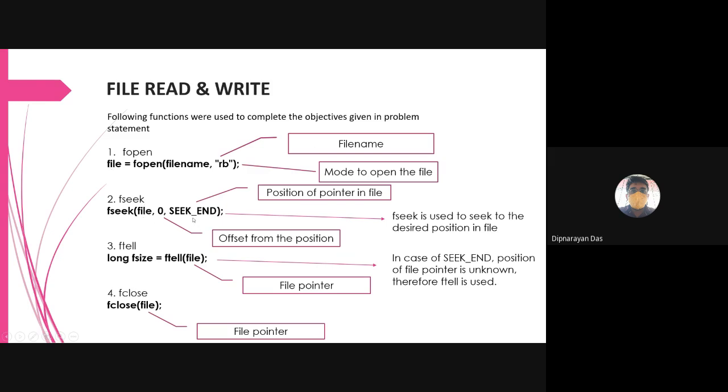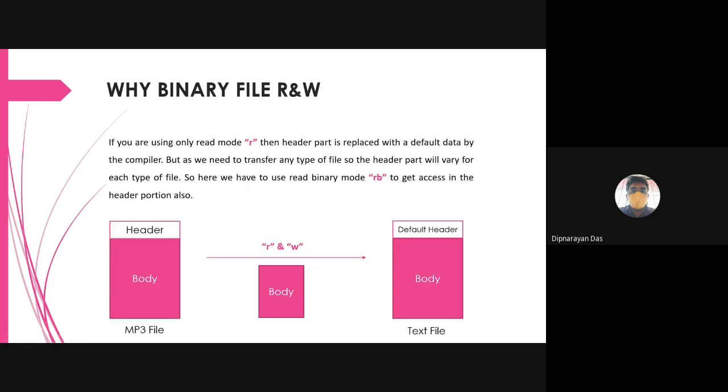So what is SEEK_END? It specifies from where to start, the reference. And this 0 is how many bytes we need to go from there. Suppose it is 100 or minus 100. If it is 100, then from SEEK_END it will go 100 bytes forward. And if it is minus 100, then it will go to the left side, 100 bytes before SEEK_END. So SEEK_END means the end of the file. I will also tell later that SEEK_SET defines the beginning of the file.